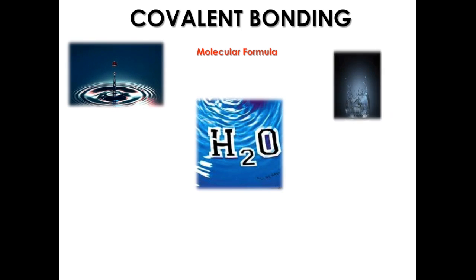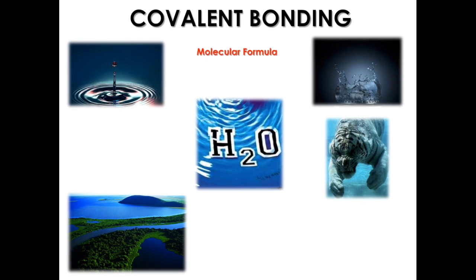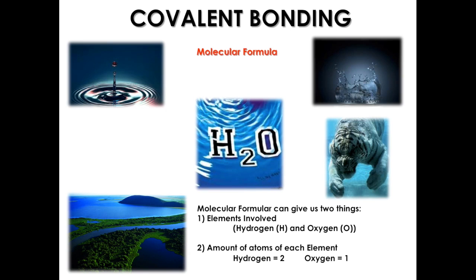Now let's see what a molecular formula can give us. Usually there are 2 things. The first one is the elements involved. In our case is hydrogen and oxygen. And the second is the amount of atoms of each element. In our example is 2 atoms of hydrogen and 1 atom of oxygen.